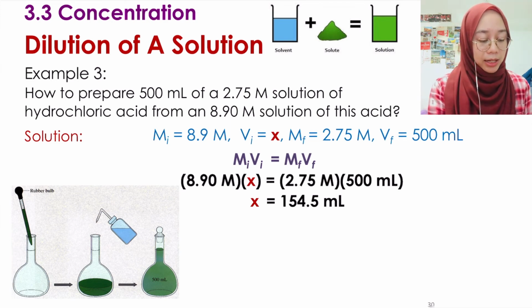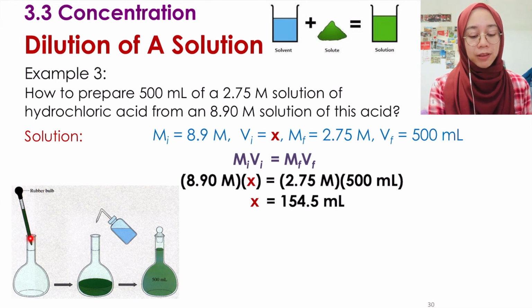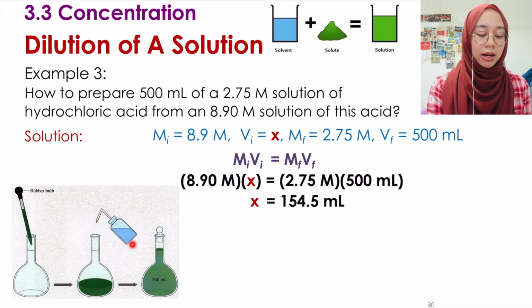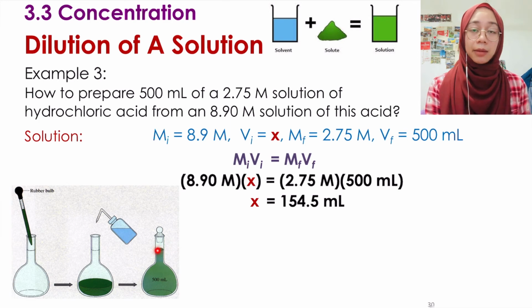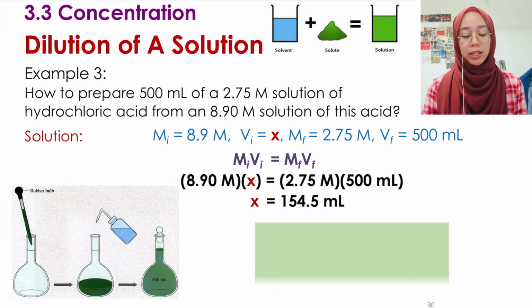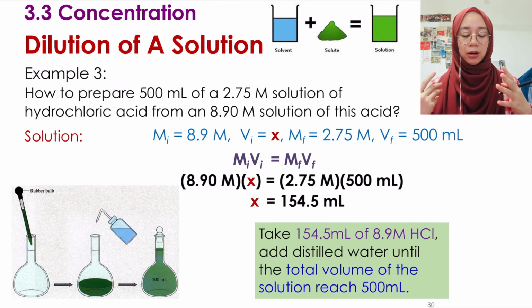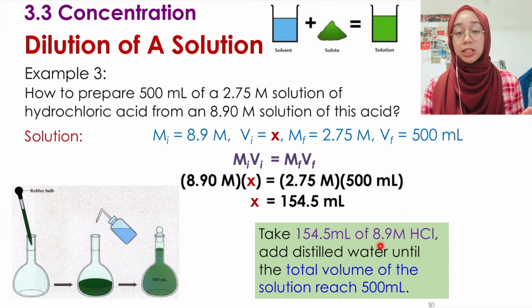Okay, so basically let's say yang hijau yang asal dalam dropper ni, itu adalah 154.5 ml. Okay, so kamu masukkan dalam volumetric flask ni, and then kamu kena tambah air in order for it to be 500 ml sampai ke atas ni. Okay, kamu tambah air sampailah dia 500 ml volume of solution tu. So kita kena explain lah. Kita cakap take 154.5 ml of 8.9 molar HCl, which is initial concentration tadi kan, yang solution yang asal kita ada tu, and then we need to add distilled water until the total volume of solution reach 500 ml.